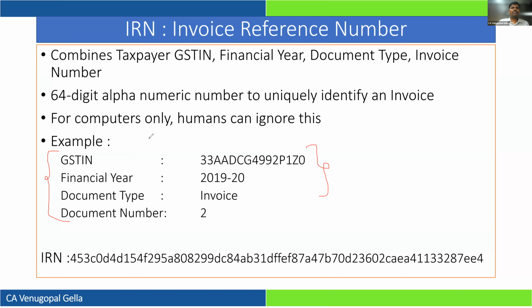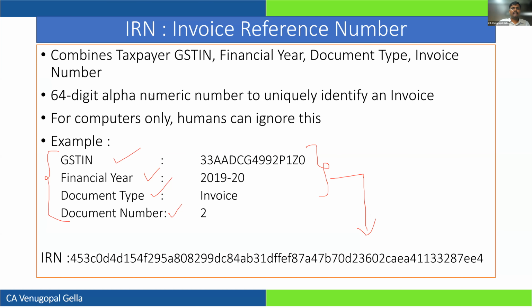It is generated basis a combination of these four items: GST number, financial year, the document type, and the document number. Basis a combination of this, a 64-digit number is generated. What you are seeing is a live, real IRN. Now, why is this required? It is required for internal processing. So IRN is a 64-digit number.